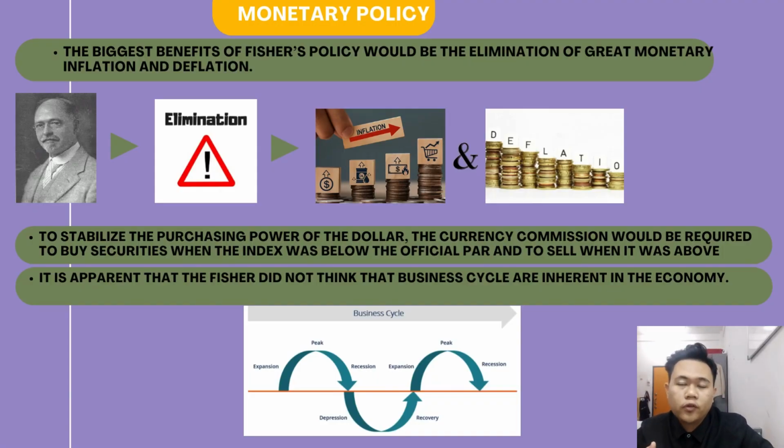The monetary policy from Fisher has the biggest benefit for the world economy. The biggest benefit of Fisher's policy will be the elimination of great monetary inflation and deflation. Using monetary policy from Fisher, we can avoid and manage deflation and inflation in the economy. Second, to stabilize the purchasing power of the dollar, the currency commission will be required to buy securities when the index was below the official par and to sell when it was above.